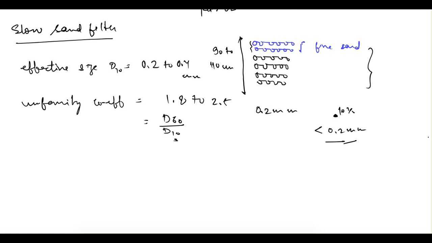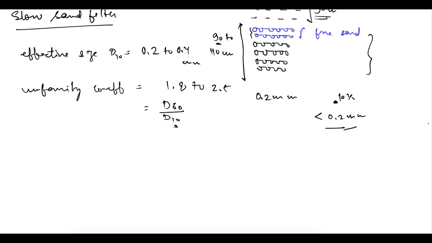The water depth we use above this filter is the same as the filter depth. So if we are using a filter depth of 90 centimeter, then the water we apply on top of the filter will be 90 centimeter. And the water we apply in a slow sand filter comes directly from the plain sedimentation tank.